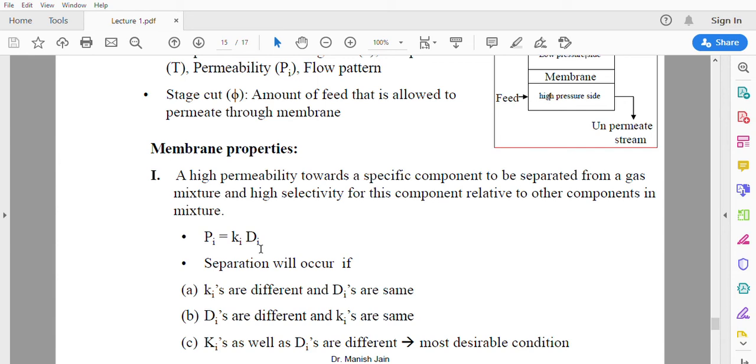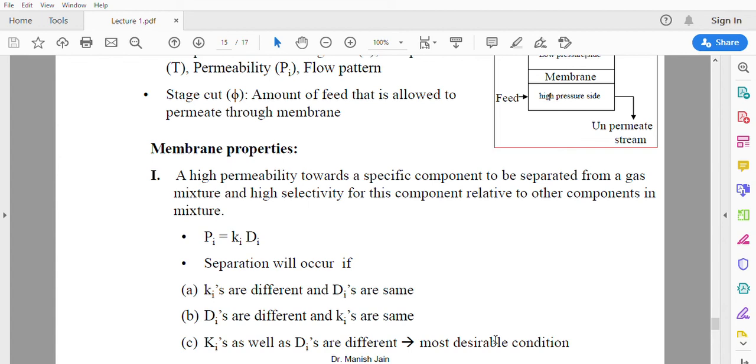Okay, so separation occurs if Henry's coefficients are different and diffusion coefficients are the same. Separation may also occur when diffusion coefficients are different and Henry's coefficients are the same, and separation may also occur when the Henry's coefficient and diffusion coefficient both are different for the different components. So the third is the more desirable condition.